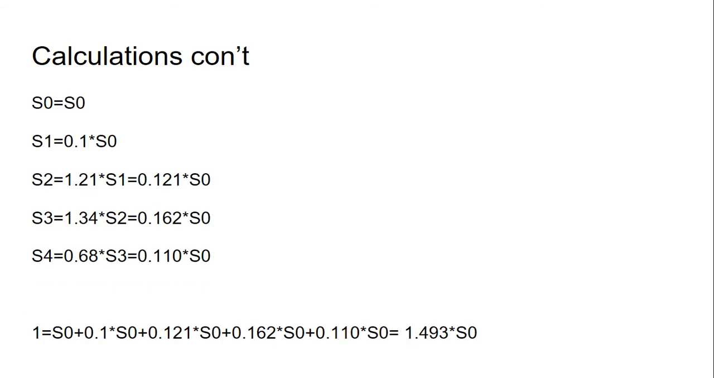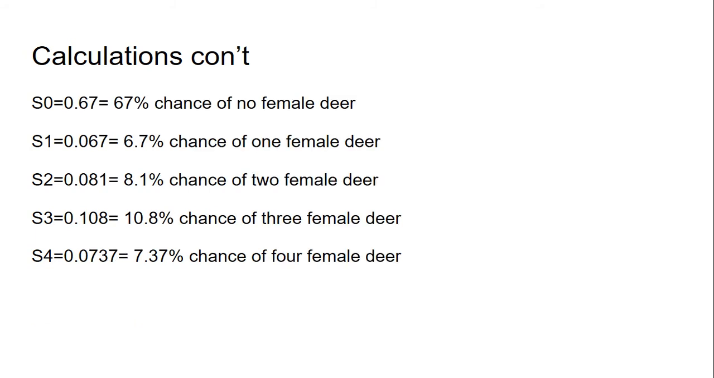This slide is a continuation of the calculations from above. After completing the calculations, we found some of the probabilities for a given state of female deer. There's a 67% chance there are no female deer present, a 6.7% chance of 1 female deer being present, an 8.1% chance of 2 female deer being present, a 10.8% chance of 3 female deer being present, and a 7.37% chance of 4 female deer being present.